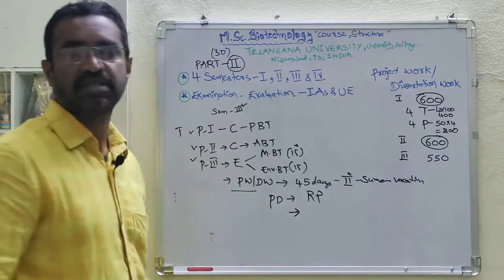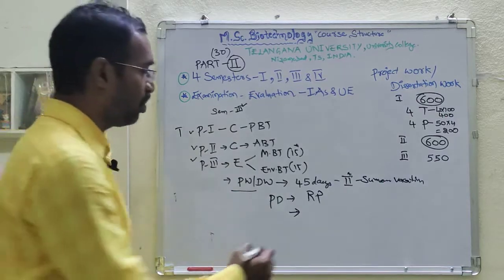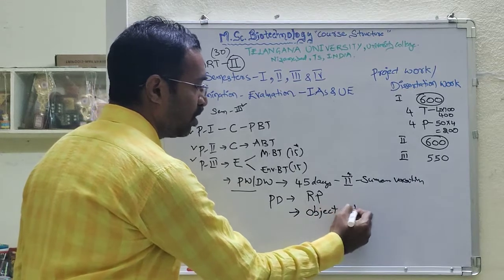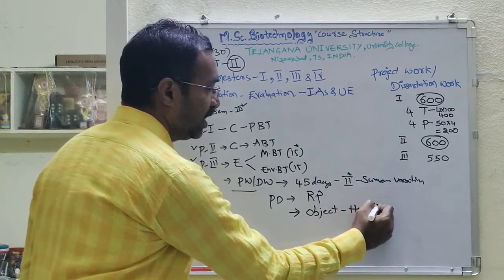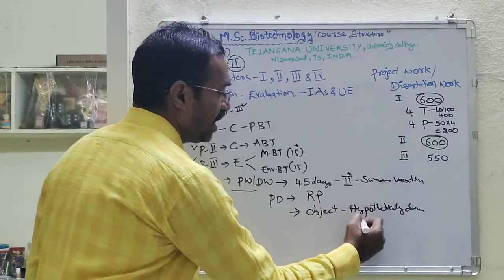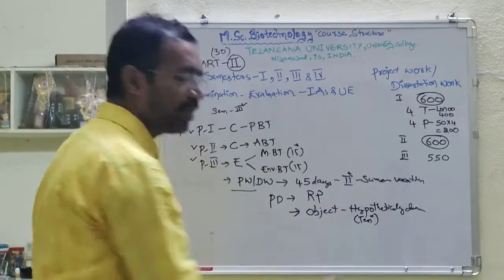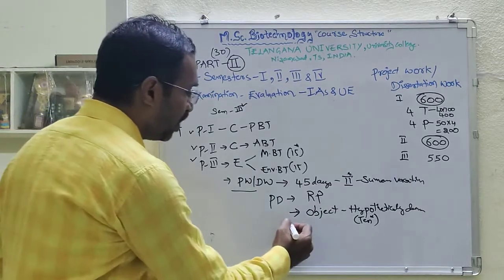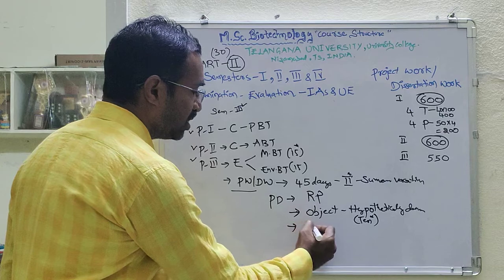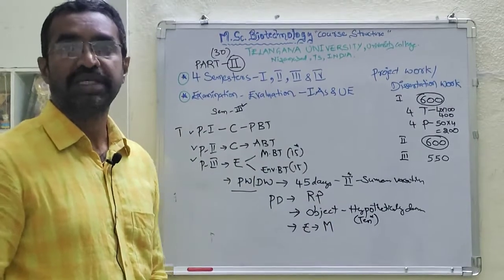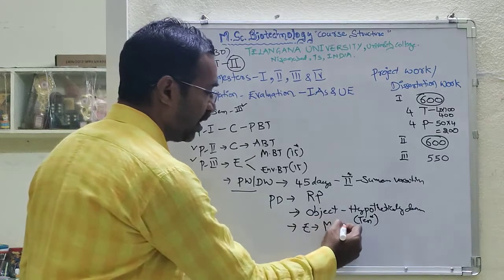Then you have to design some objectives for that research problem. Objectives are always hypothetically derived, nothing but hypotheses. Tentatively we are going to design some kind of experiments or objectives. Then we are going to conduct experiments, for which we are going to pull out the materials and methods which are required.